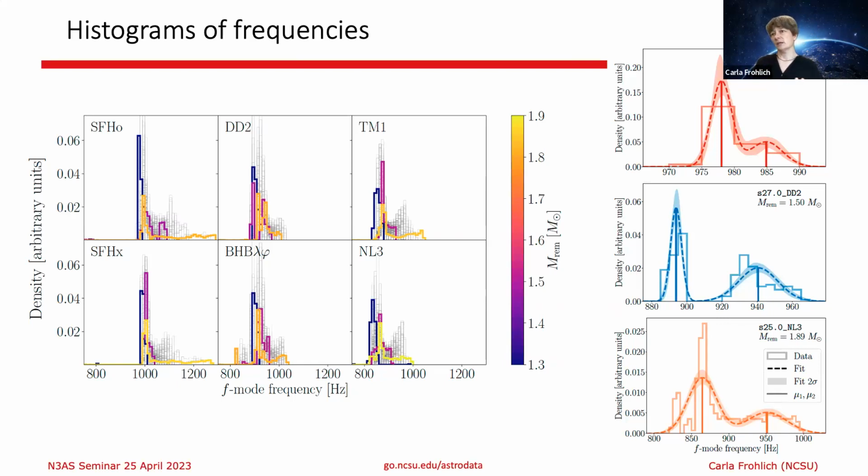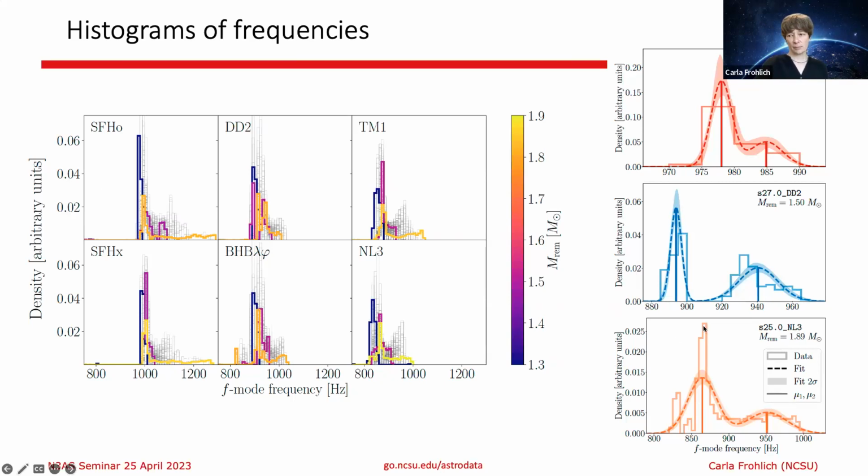And then we proceeded to fit each of these histograms with a Gaussian mixture of basically two Gaussians superimposed. I'm showing 3 examples on the right. This is across all simulations, all EOSs: the lightest neutron star mass, the median neutron star mass, and the largest neutron star mass from top to bottom.